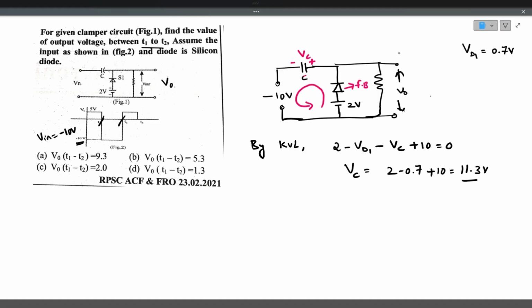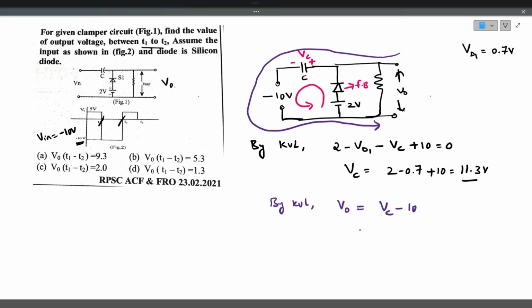To find the output voltage, we need to apply Kirchhoff's voltage law in this loop. So the output voltage by KVL again is equal to Vc minus 10, that is 11.3 minus 10 volts, which is equal to 1.3 volts. So the output voltage between the instants T1 and T2 is equal to 1.3 volts. So the answer is option D.